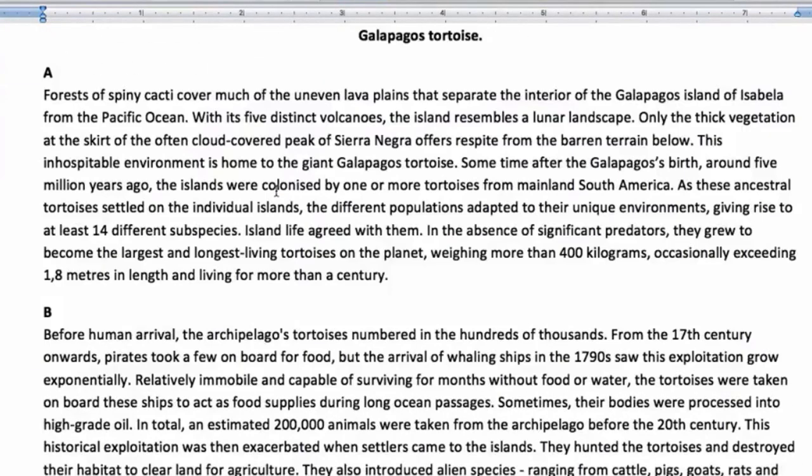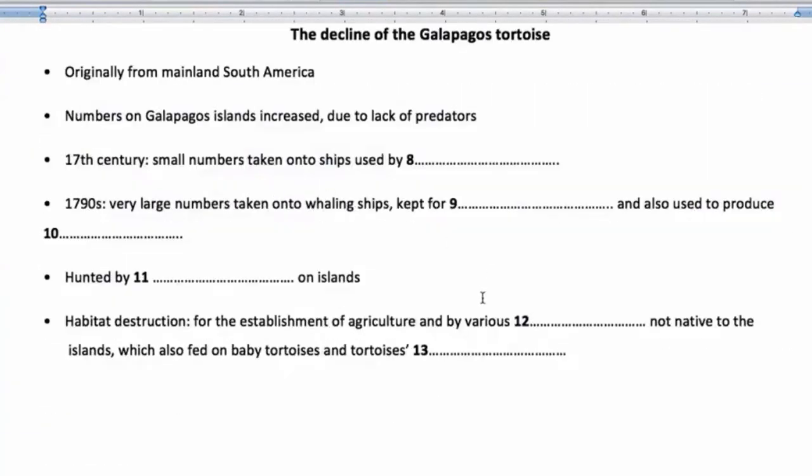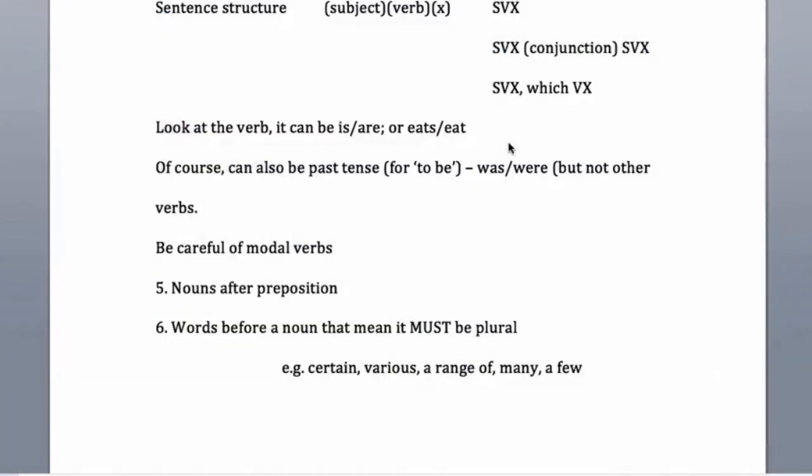Right, here's our flying tortoises, and number 12 was introduced by the word various. If you see various before a word, that means that must be plural countable. You can't have various water, various coffee. Can't have uncountables there. You can't have various dog. Can't be single. Only plural countable. One more example.